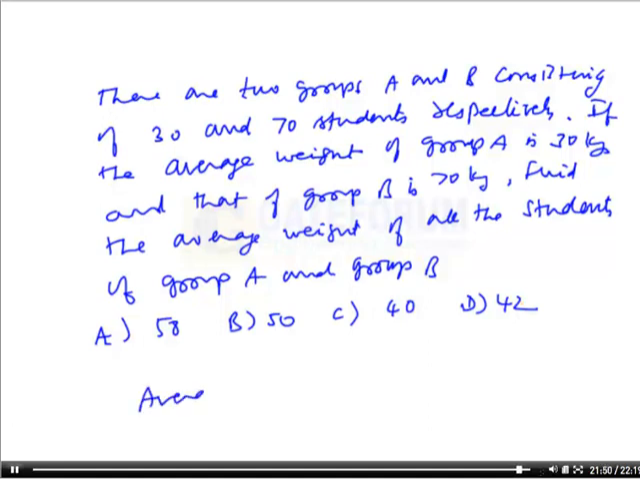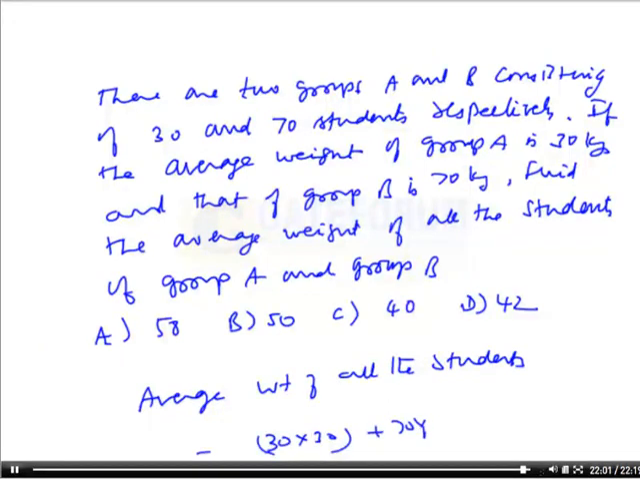So, the average weight of all the students is 30 into 30 plus 70 into 70 by 30 plus 70. 900 plus 4900 by 100, which will be 5800 by 100, which is 58 kg. The option is A.